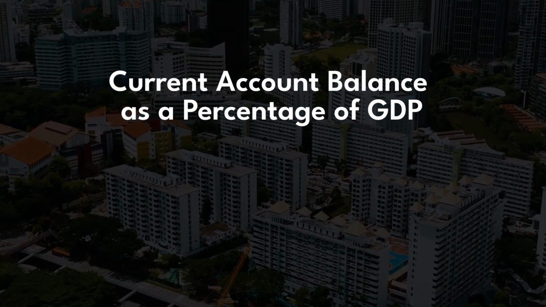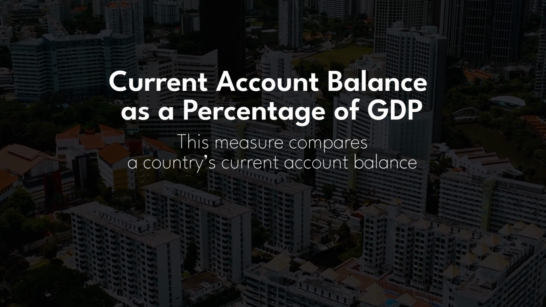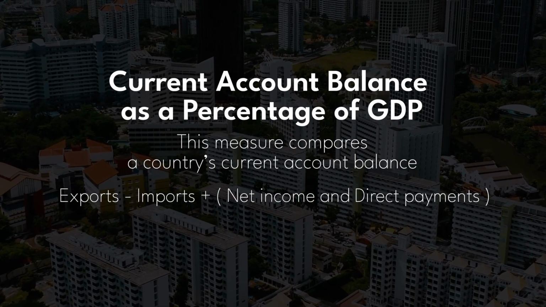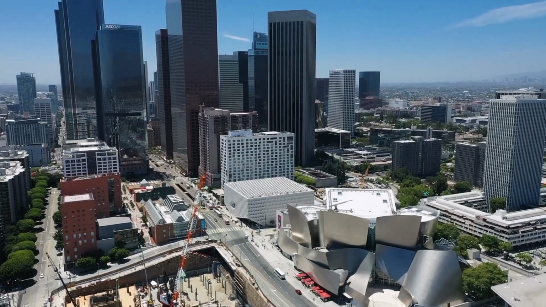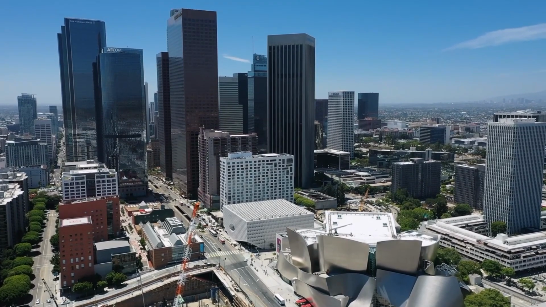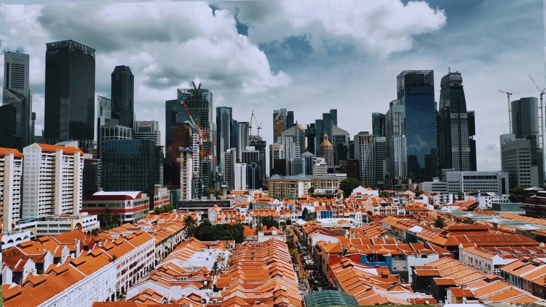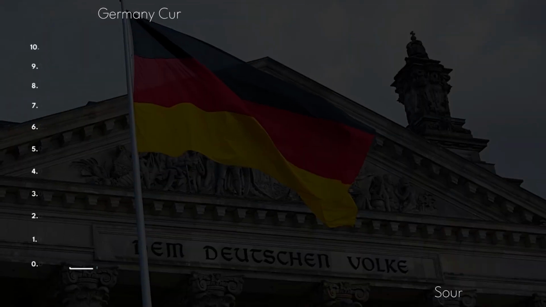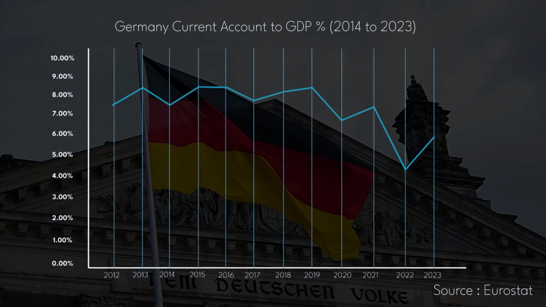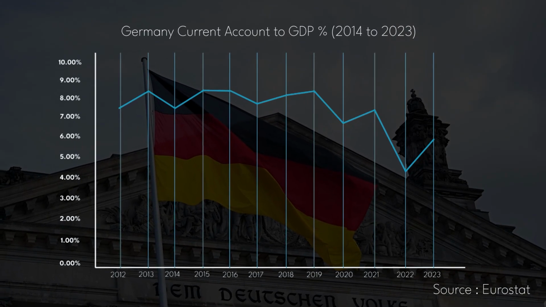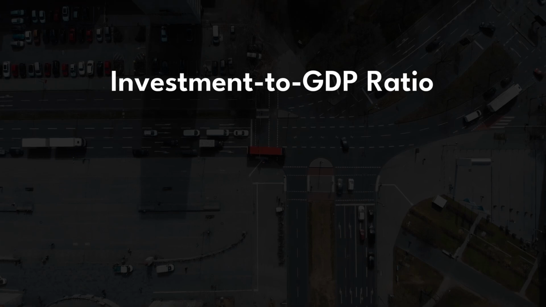Current account balance as a percentage of GDP. This measure compares a country's current account balance, exports minus imports, plus net income and direct payments, to its GDP. It indicates economic stability and competitiveness. A positive balance suggests a net exporter status, while a negative balance indicates a net importer status. Germany often has a positive current account balance as a percentage of GDP, reflecting its strong export sector, especially in automobiles and machinery.